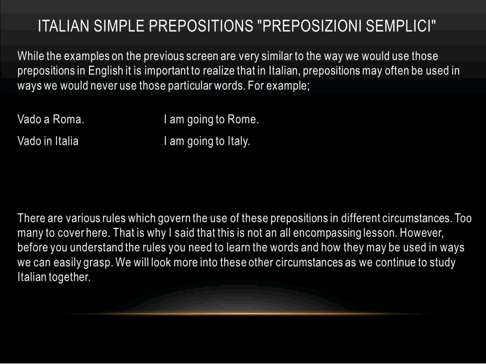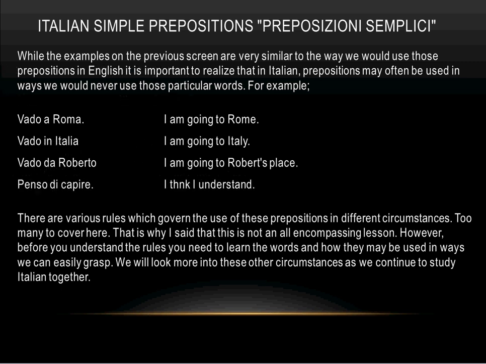But we would also say vado in Italia. I am going to Italy. We use the preposition in and not a. So we have vado a Roma, but vado in Italia. Or vado da Roberto. I am going to Robert's place. Or penso di capire. I think I understand. That one's very foreign to us.